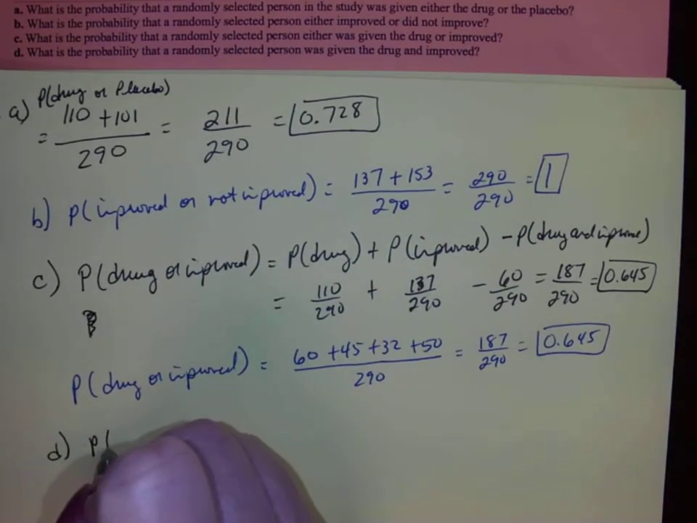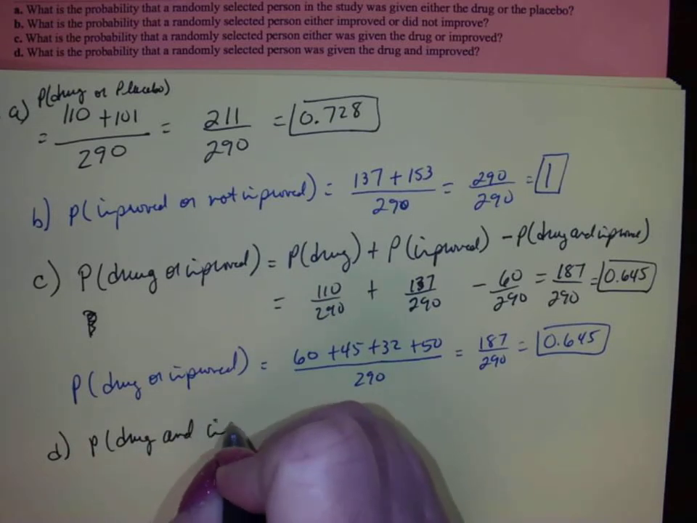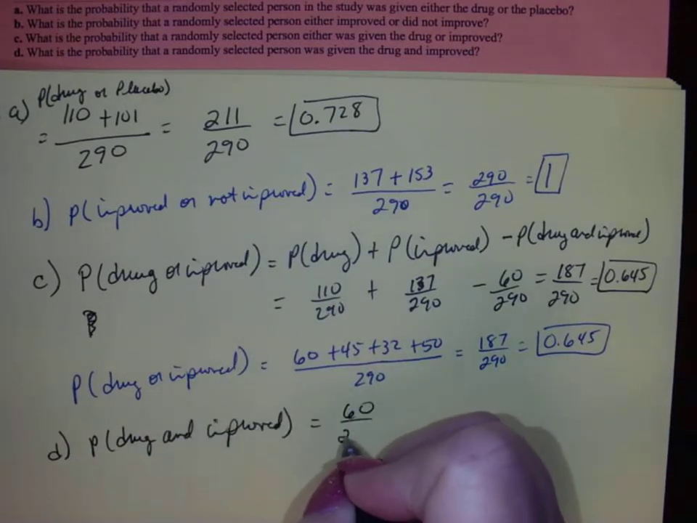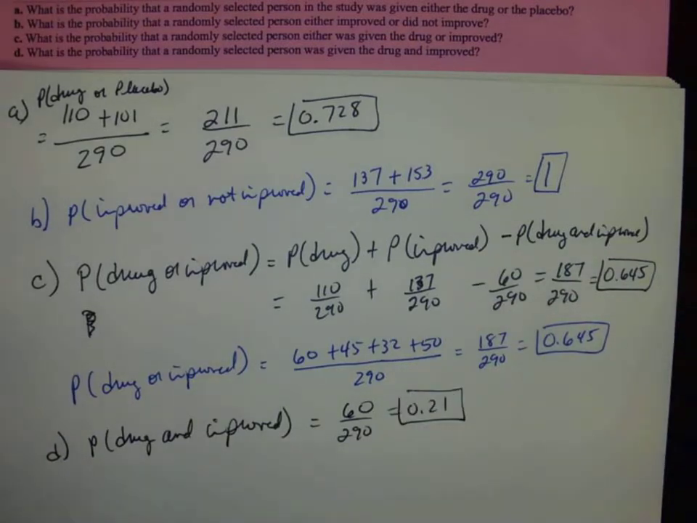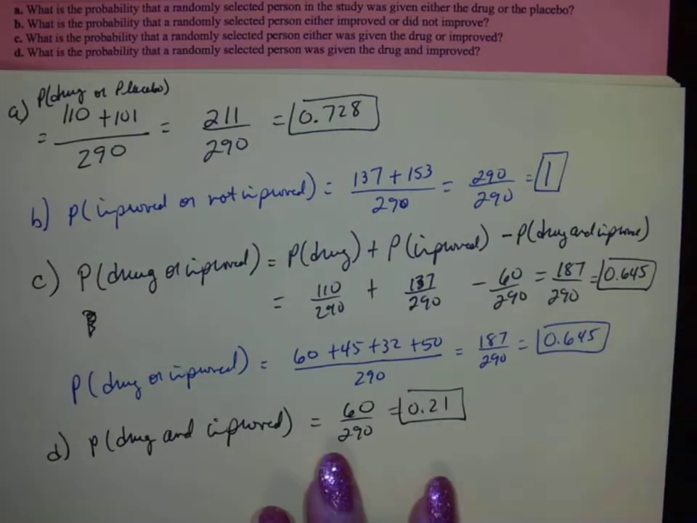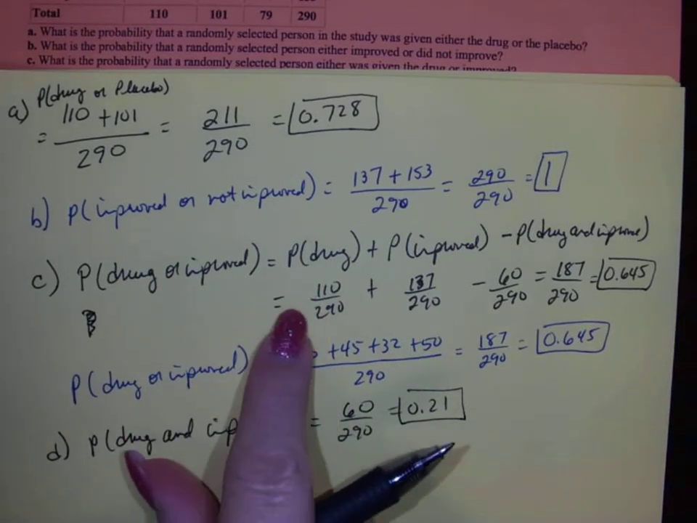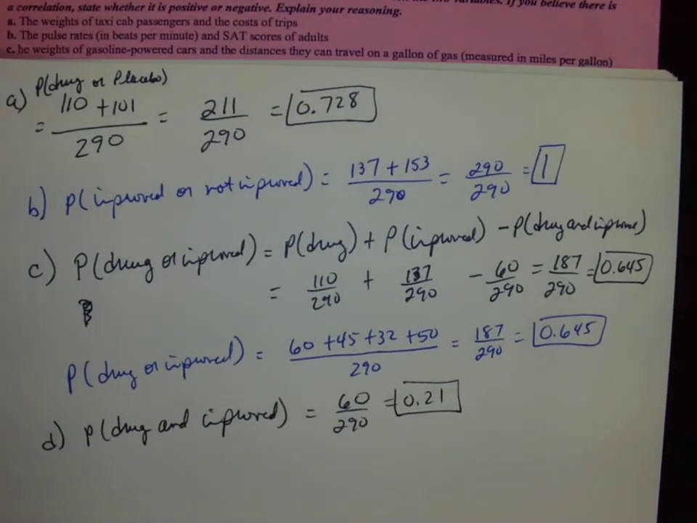So the probability of the drug improving will be 60 out of 290, which will be 0.21. All right, and if you're wondering which one will be okay for the test on part C, either way, as long as you're showing your work and I can understand what you're doing. All right, number 12.